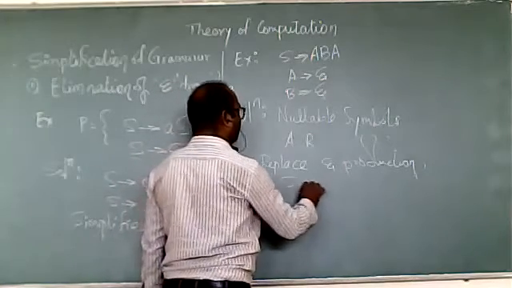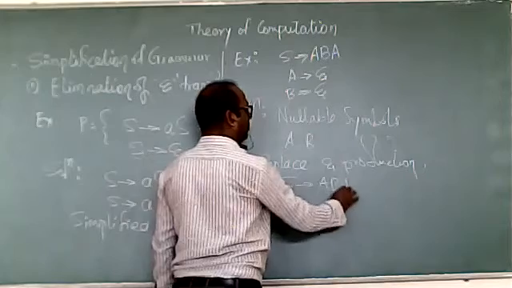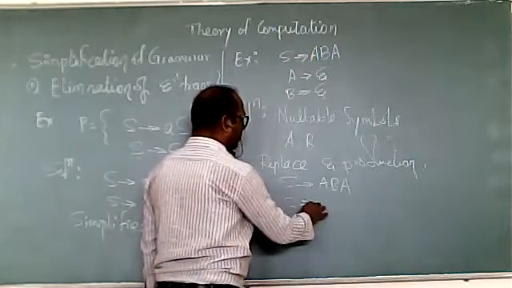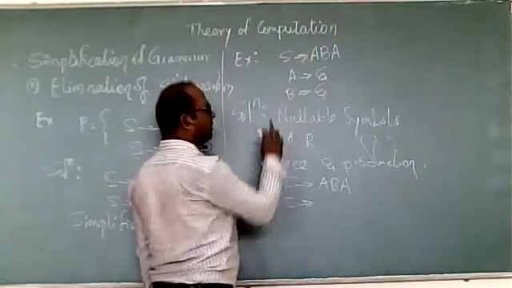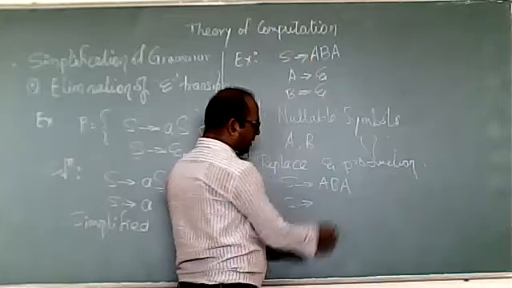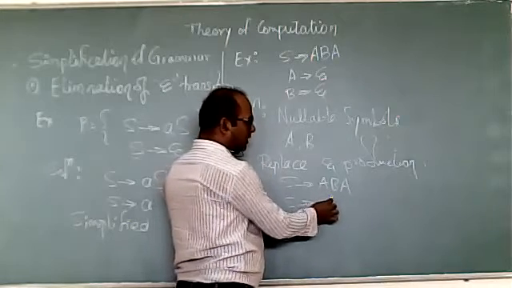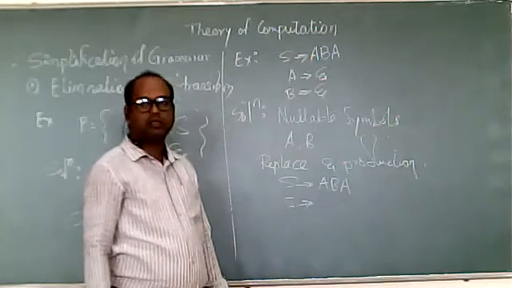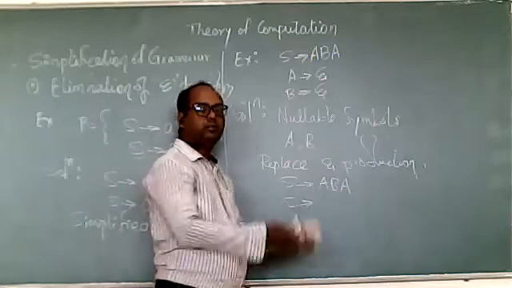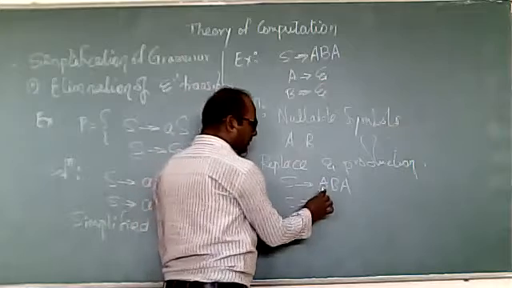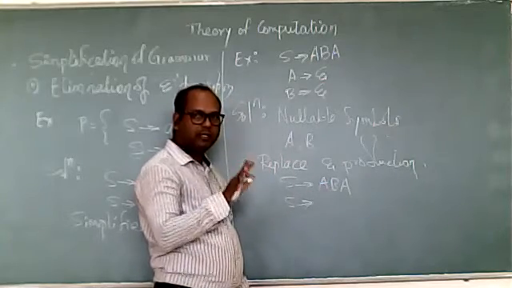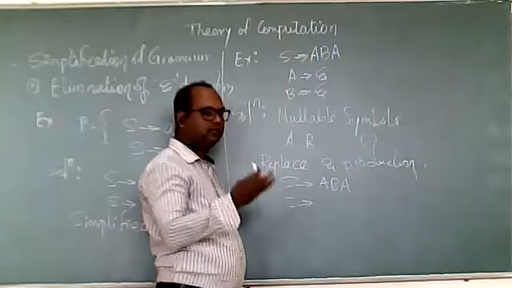Now we'll start with the first, S produces ABA. This will be the production as it is. Now the new production we have to find out by replacing the nullable symbol with the epsilon. Here we have three variables A, B, A. A is nullable, B is nullable, and this A is also a nullable symbol. So all three are nullable symbols. For generating the new productions, we'll replace these nullable symbols one by one. We will make combinations and replace one by one.